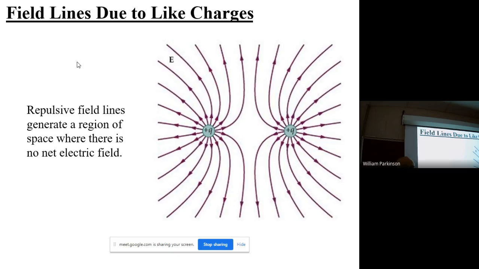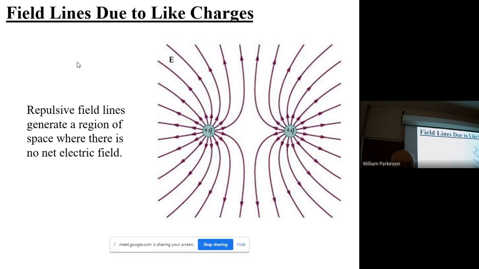Remember, these are vector lines. The ones coming out of the ones on the left are heading to the right. The ones coming out of the ones on the right are heading to the left. They're butting into each other in the middle. And as we talked about, you add them if they're going in the same direction. You subtract them if they're going in opposite directions. So there in the middle, the vector lines of field from the charge on the left are canceling the vector lines of field from the right.